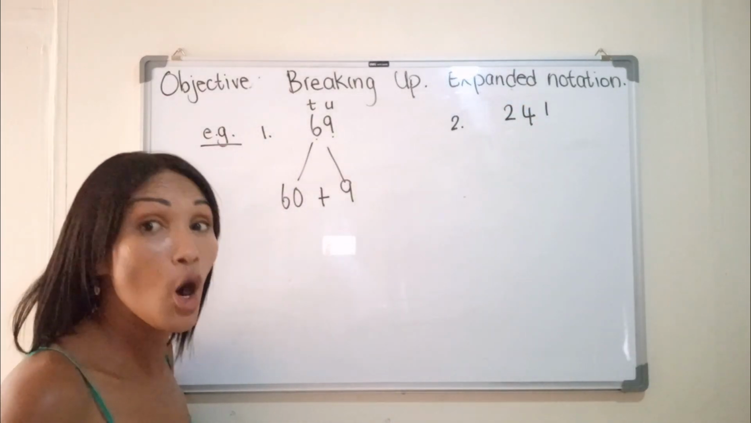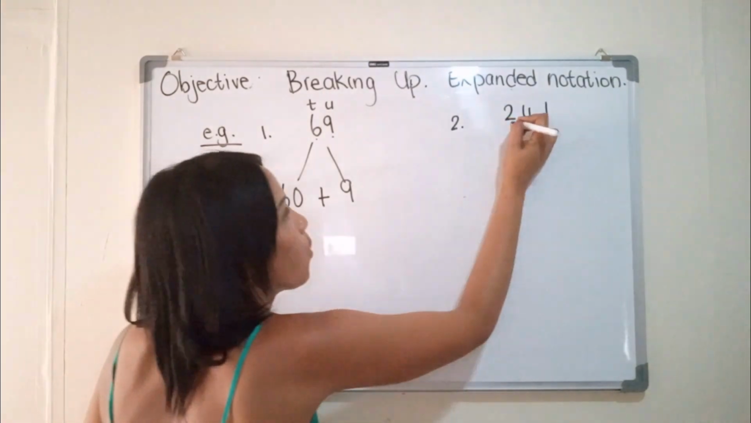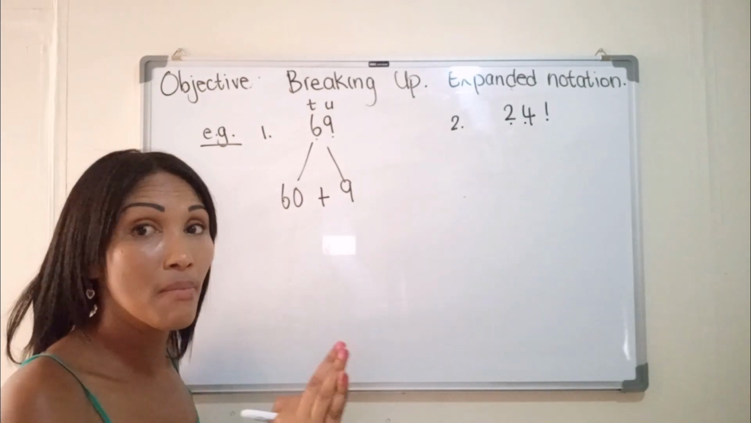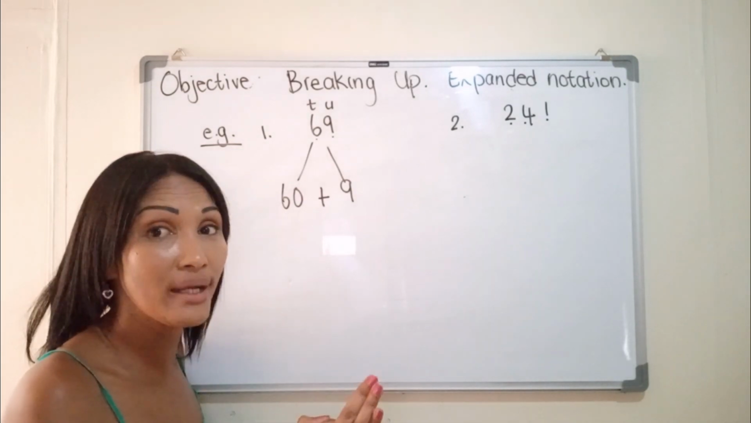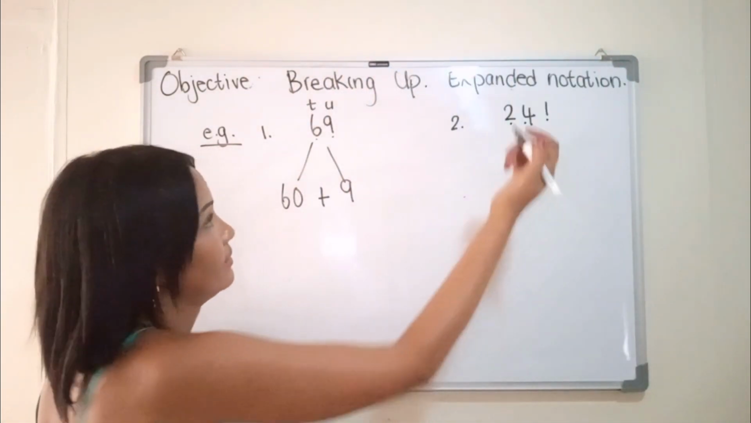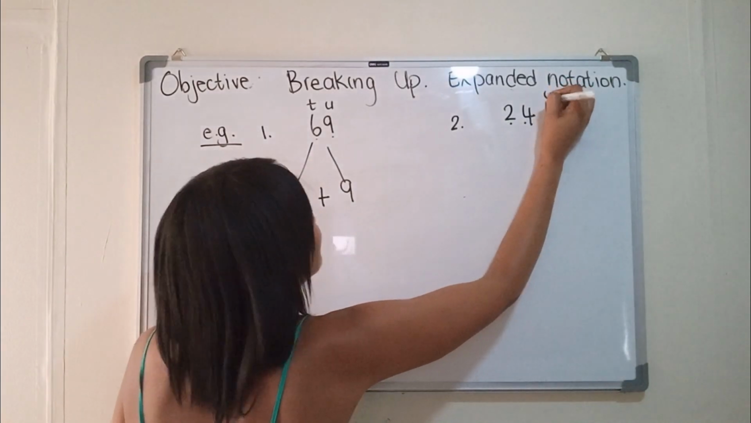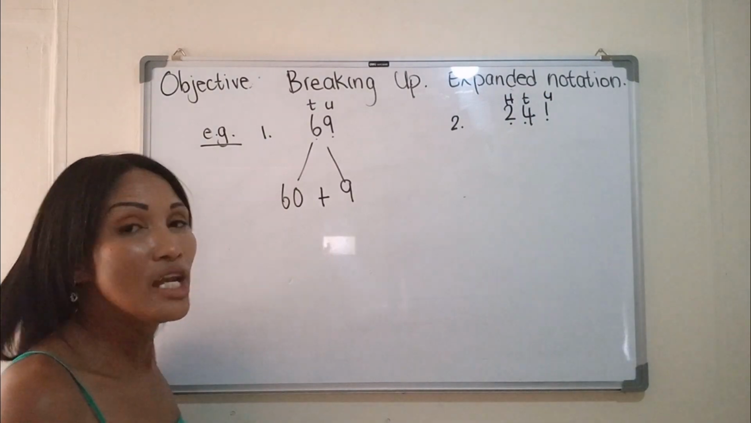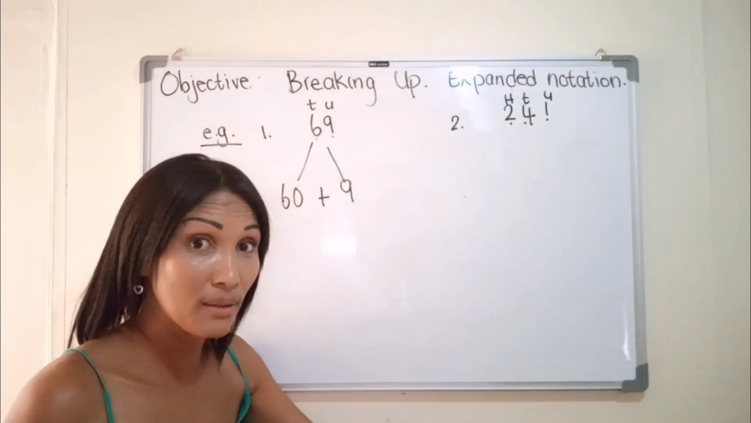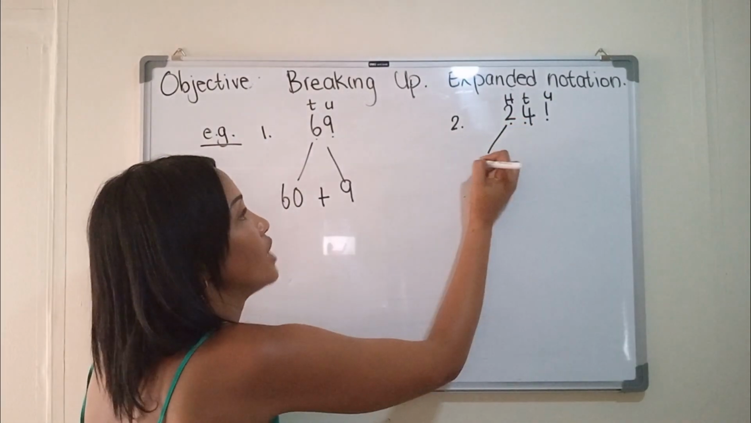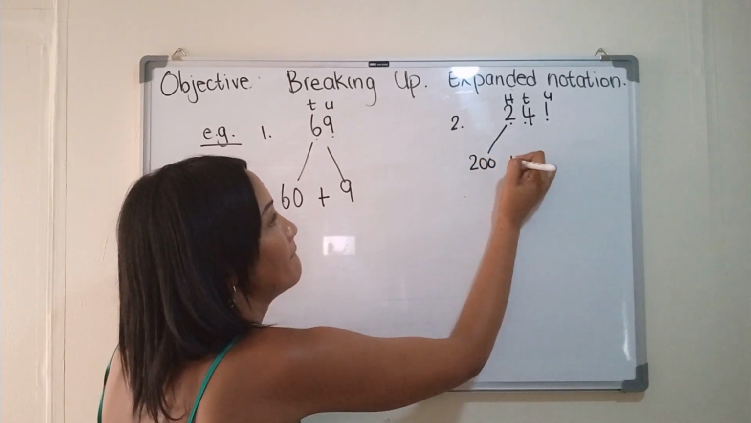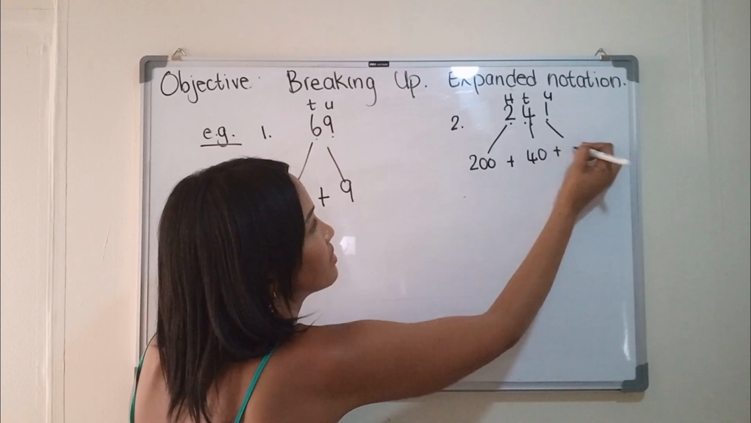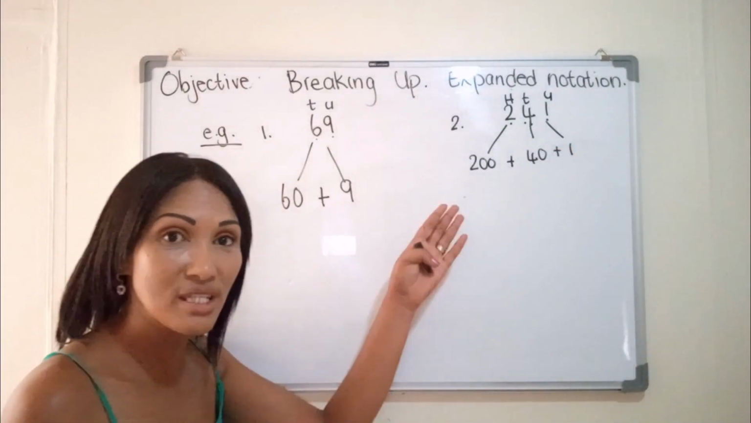Remember, how many digits do we have? 1, 2, 3. I've got 3 digits. Remember which one goes where? We will find out by starting at the back. Units, tens, and hundreds. Right. Now we're going to take them apart. I've got a 200 plus a 40 plus a 1. Can we all see that?